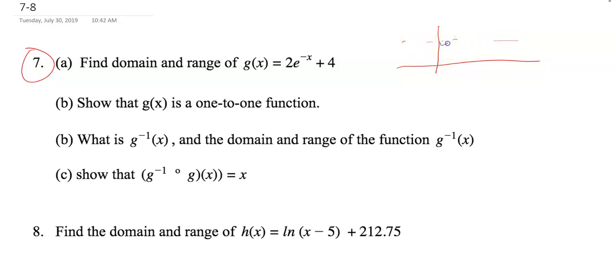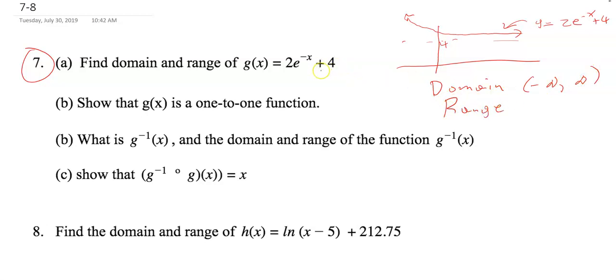So the new asymptote will be up 4. And then you could just somewhat sketch a graph: y equals 2e to the negative x plus 4, right? Notice here your domain is going to be negative infinity to positive infinity. And your range is basically a shift upwards from your original, which would be 4 to infinity, right? Your range would be 4 to positive infinity.